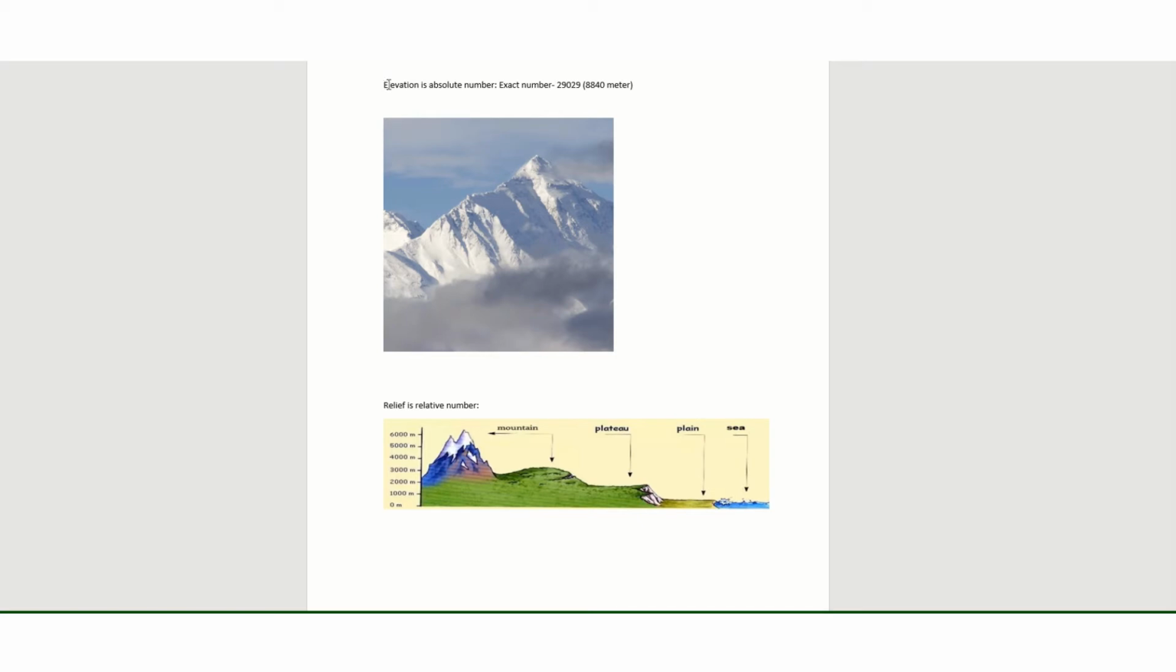Similarly, the elevation is an absolute number. Absolute number is an exact number. What is the current height of that one? You can see here Mount Everest, as you know, it has 29,029 feet and 8,840 meters. So that is its exact measurement or height of that peak. It's not compared with another location, it's not compared with another landform, it's not compared with another elevation. So it is exact and absolute.